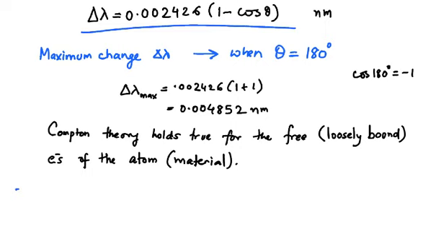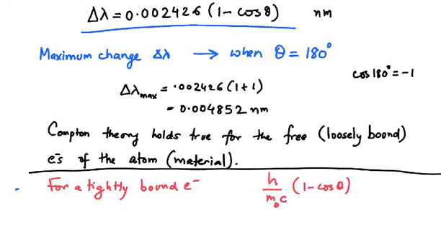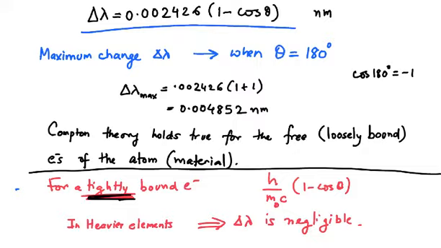Just remember, the Compton theory holds true for the free or loosely bound electrons of the atom or a material. If the electron is tightly bound, then the whole atom can recoil, and the mass in this formula will be the mass of the atom. Since the mass of the atom can be very large, the delta shift will be very small or negligible. Therefore, in heavier elements, no change in wavelength is observed. It's very important.